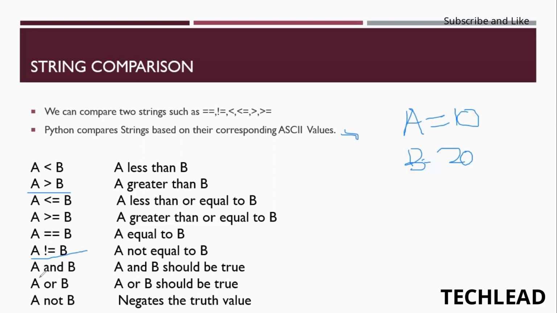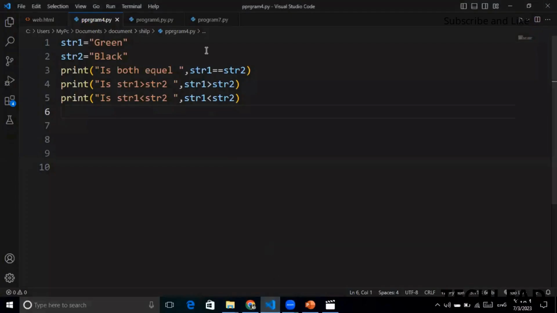And we can use the and, or, not operators with the comparison. It will give the result corresponding to these operators. Here you can see the example: string 1 and string 2. String 1 is a variable, and we store the text green in the string 1 variable. After that, you can see string 2. String 2 is the variable name, and the string black is stored in that variable.